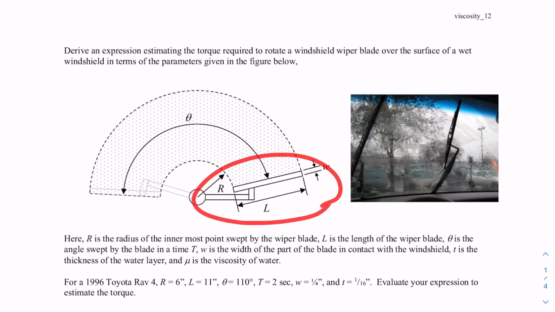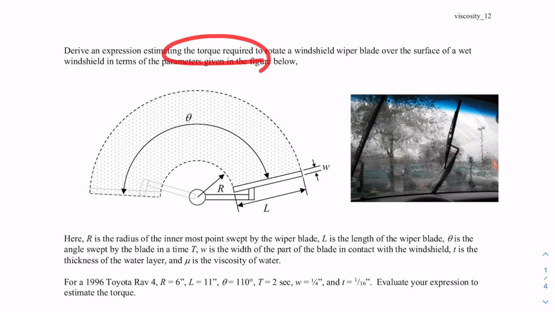For example, the basic physics principle that we want to apply in this problem is the relation of the shear stresses to the viscosity and the velocity gradients to find out the torque that we require to rotate this windshield wiper blade. That kind of information is essential in designing the motor that will be required to rotate this wiper blade.